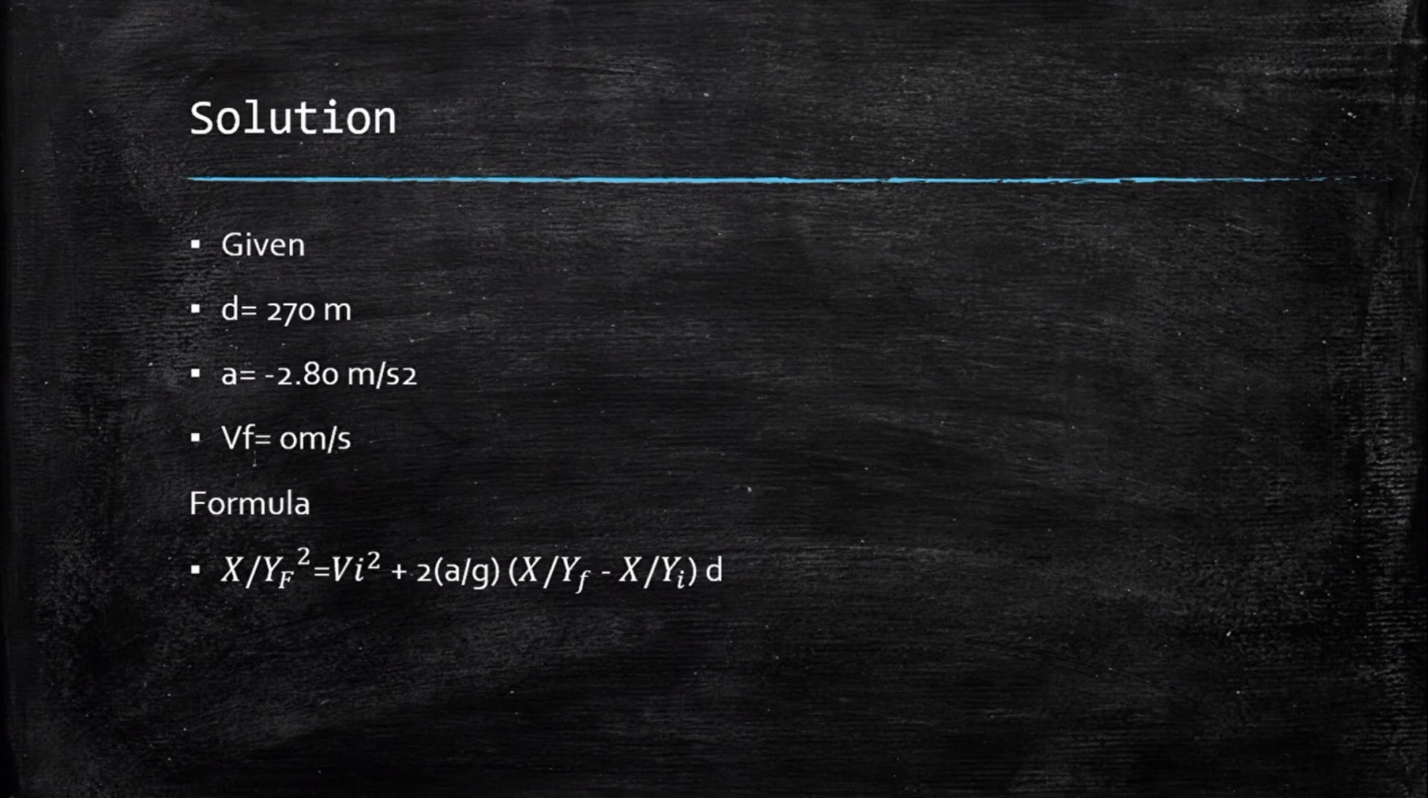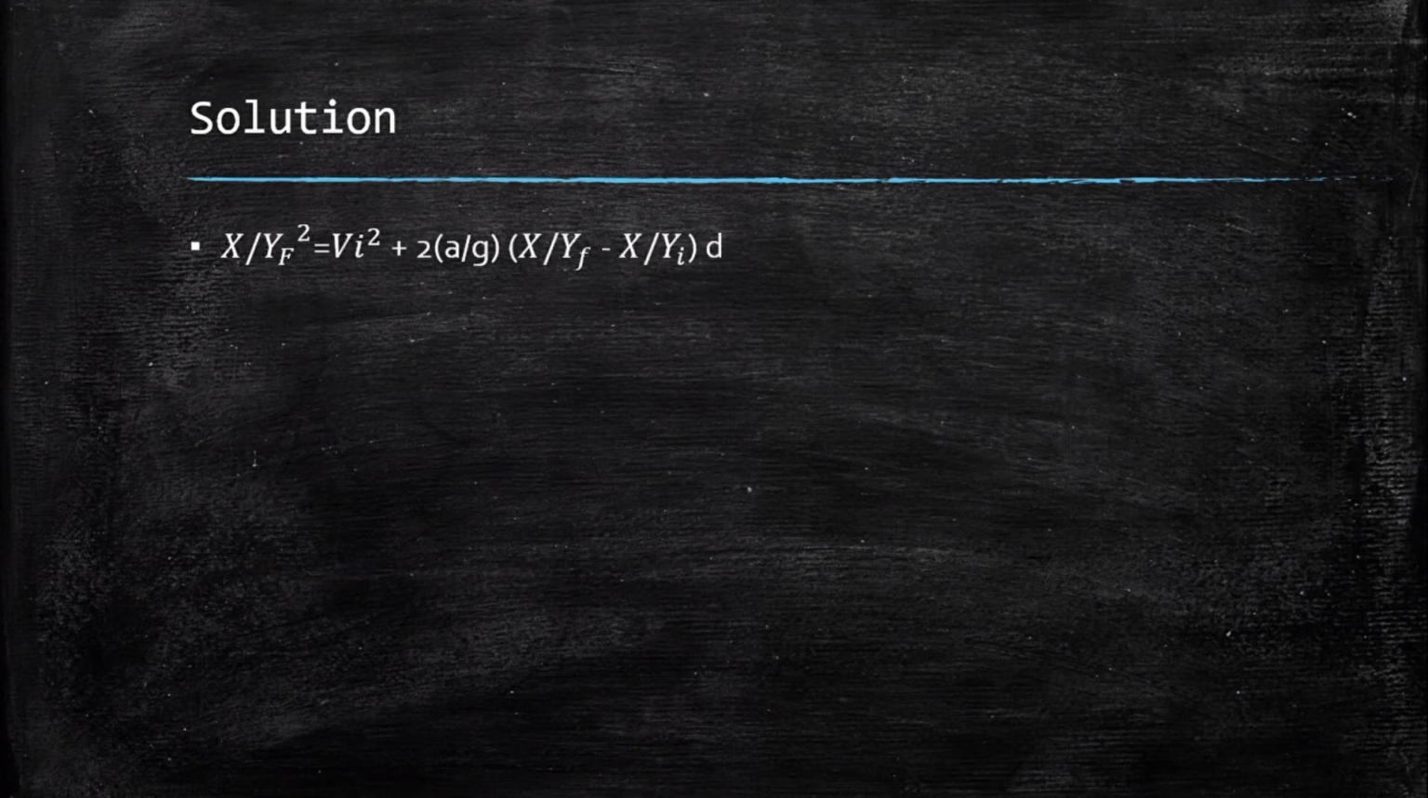And then yung formula gagamitin natin is final velocity squared equals initial velocity squared, plus 2 multiplied by acceleration, and multiplied by distance. And substitute ang mga given, 0 meter per second squared is equal to initial velocity squared plus 2 multiplied by our acceleration, negative 2.80 meter per second squared, multiplied by 270 meters. And then, ito yung sagot.